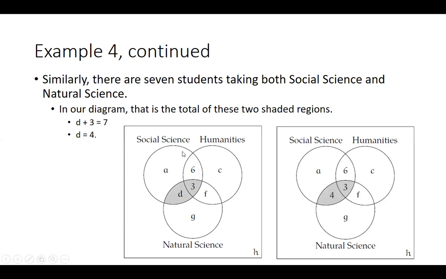Similarly, there are 7 students taking both social science and natural science. In our diagram, D plus 3 gives us the overlap between social science and natural science. And we're told that overlap is 7. So D plus 3 is 7. And some algebra tells us that D must be 4. So we can replace D with 4.